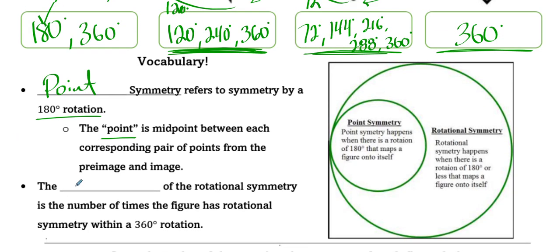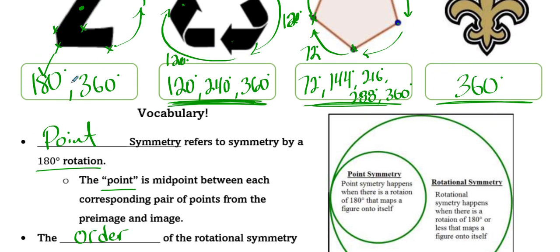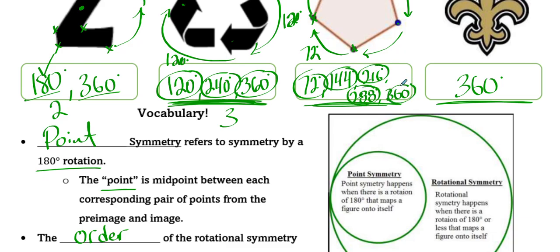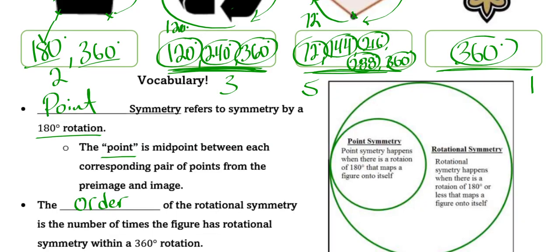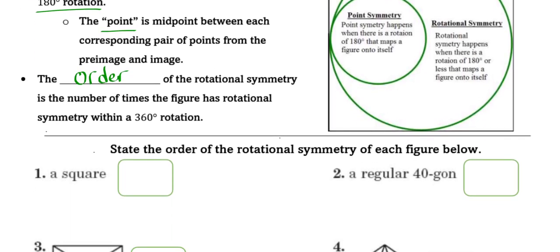The last vocab word we have to be familiar with is the word order. The order of rotational symmetry is the number of times a figure has rotational symmetry within 360 degree rotation. So this has an order of 2. 2 angles within 360 degrees that we can rotate it by. 1, 2, 3. 1, 2, 3, 4, 5. And that's just 1. So everything has an order of at least 1 because you can rotate it 360 degrees. And however many more we have within 360 degrees, that's the order of rotational symmetry.